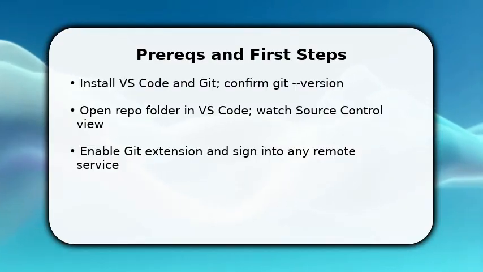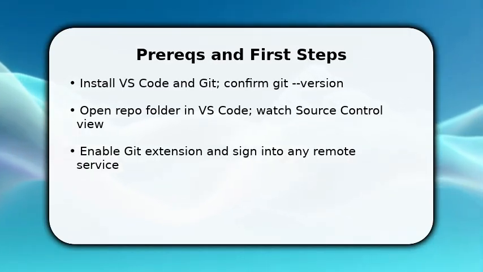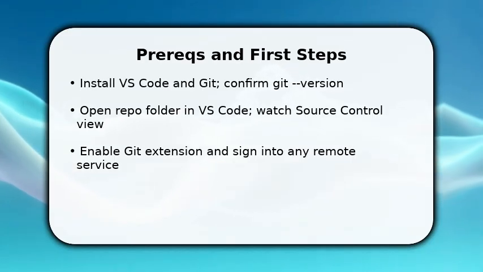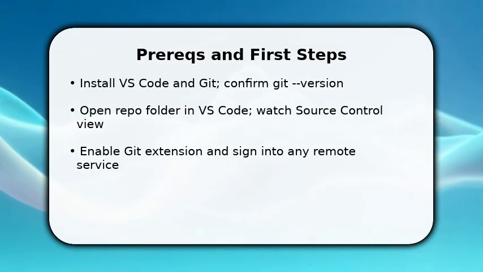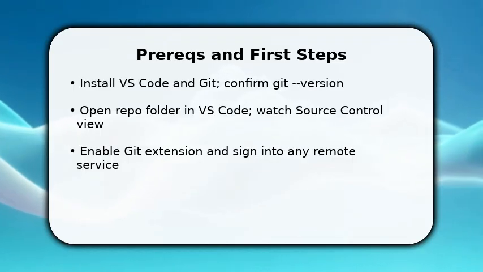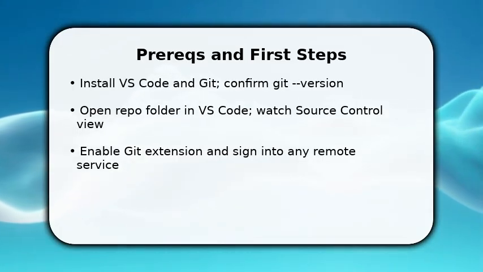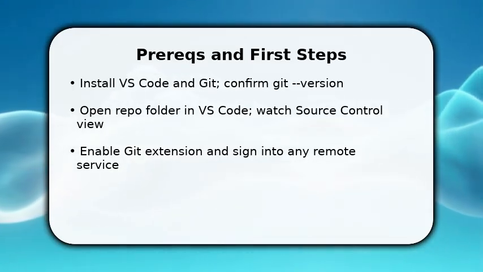You already have the essentials, VS Code and Git installed. Open the repository folder now and go straight to the source control icon. Once there, make sure the Git extension is enabled. This links VS Code to your local repo. You should see changed files and branch info immediately. If the source control view is empty, check that the workspace root contains a Git folder.